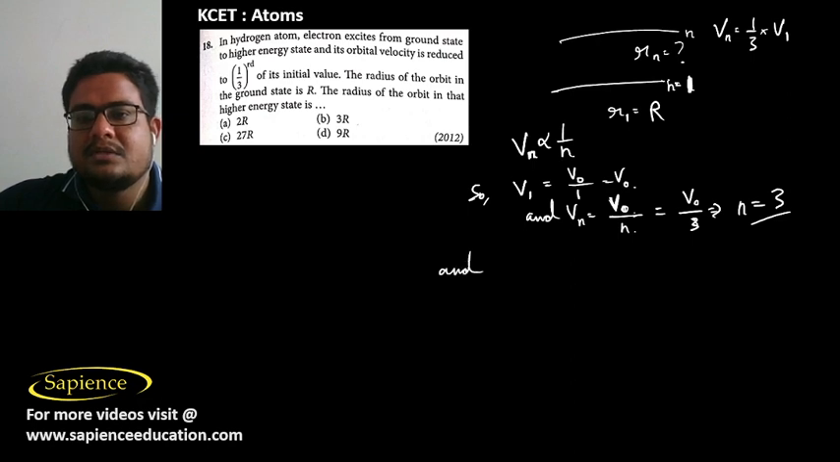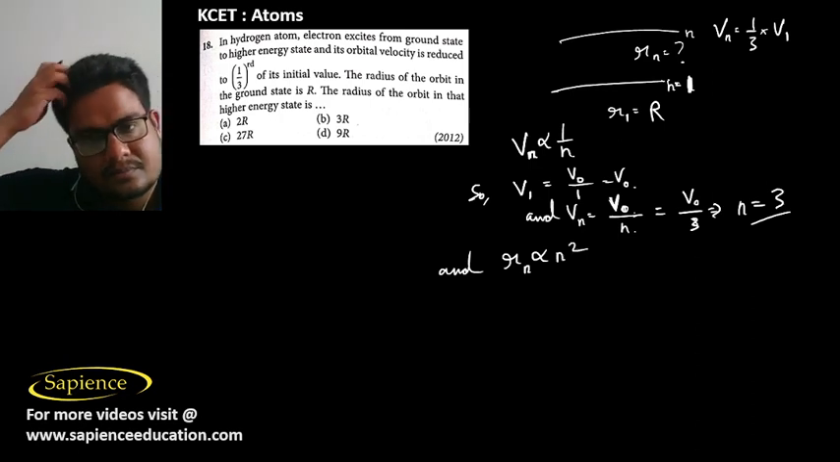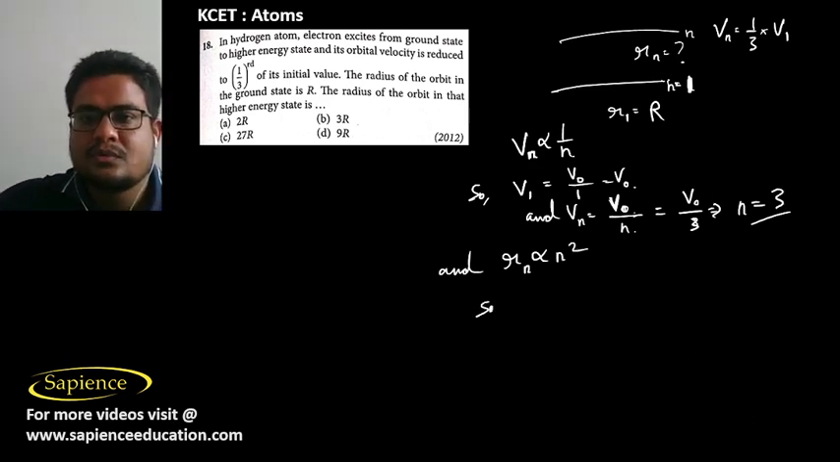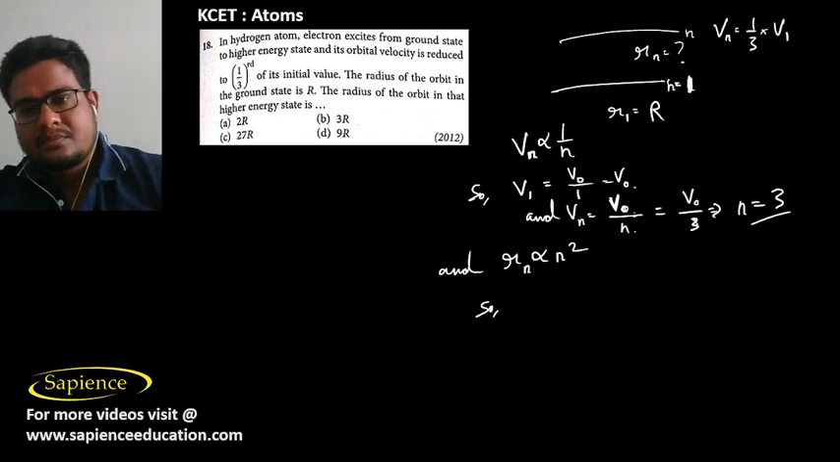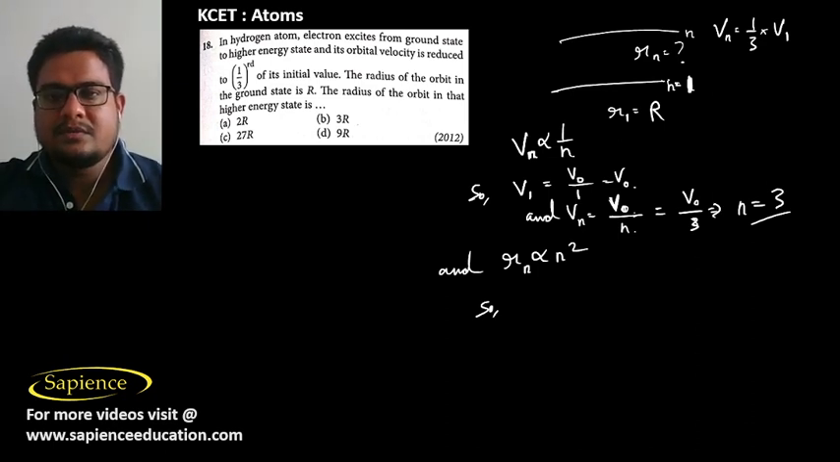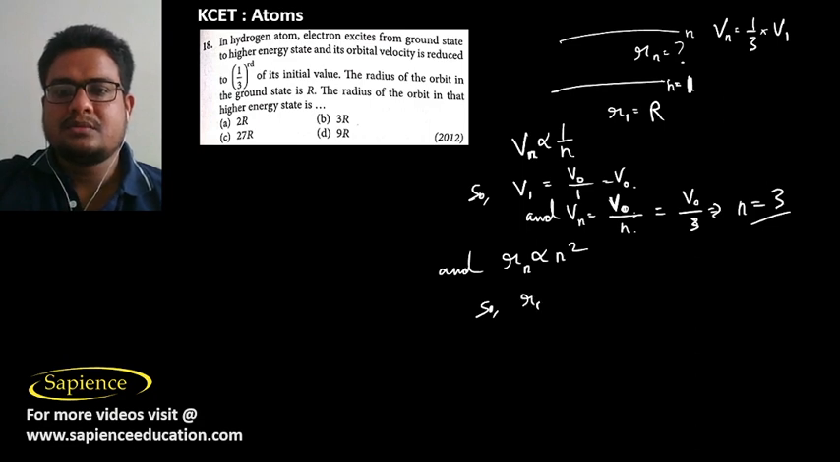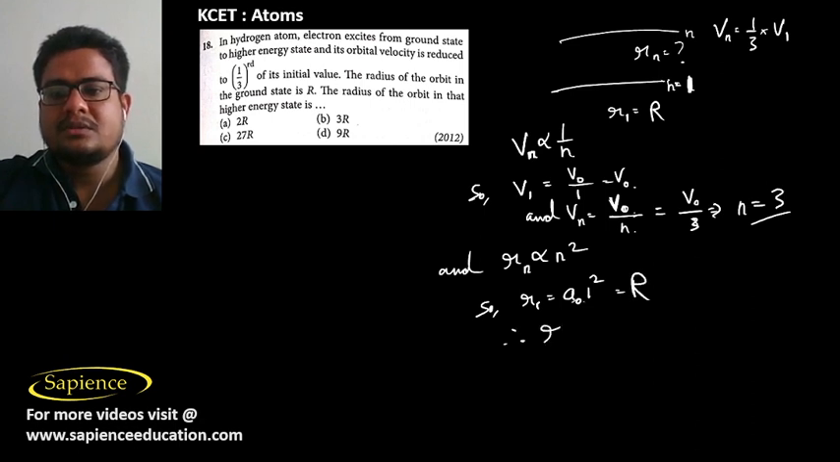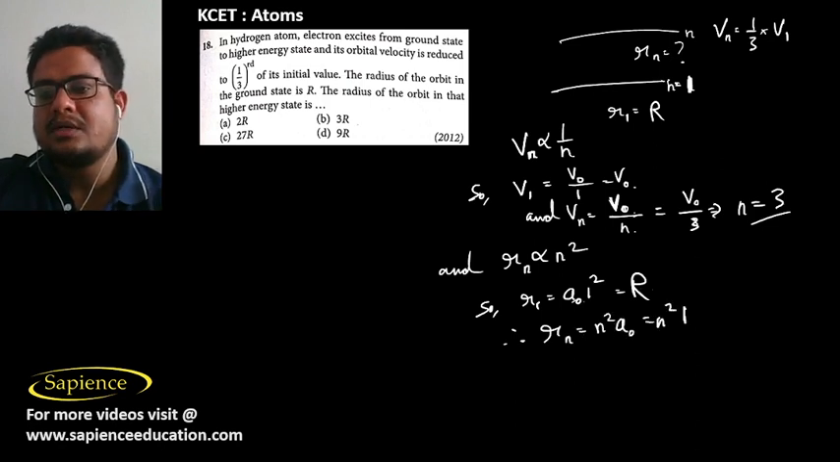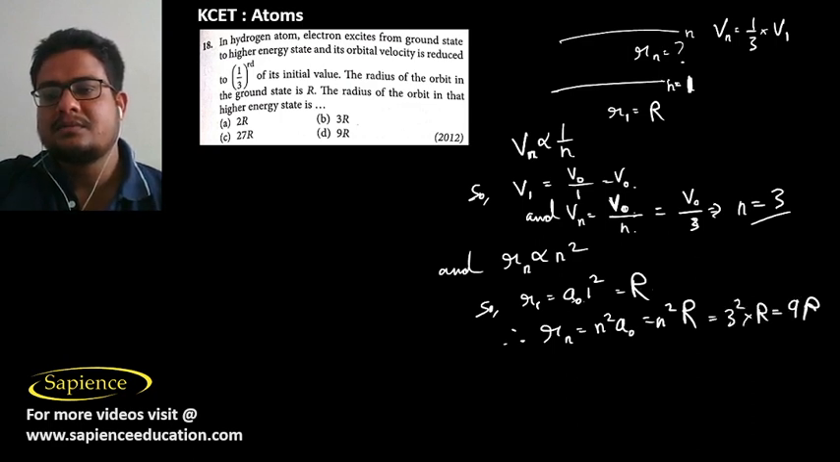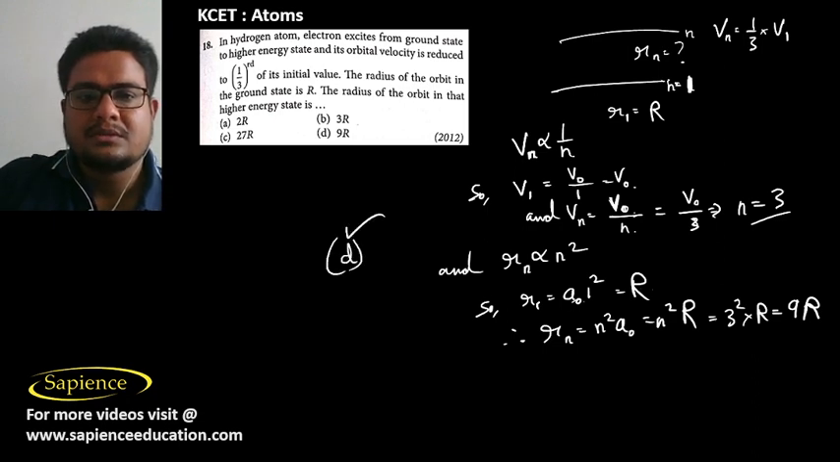And we know that the radius of the nth orbit is proportional to n square. The radius of the first orbit will be equal to some constant a0 into 1 square, which is equal to r. So a0 is r. Therefore the radius of the nth orbit is equal to n square into a0, equal to n square r. Here n is 3, so it will be 3 square into r, that is 9r. So option D is the correct answer.